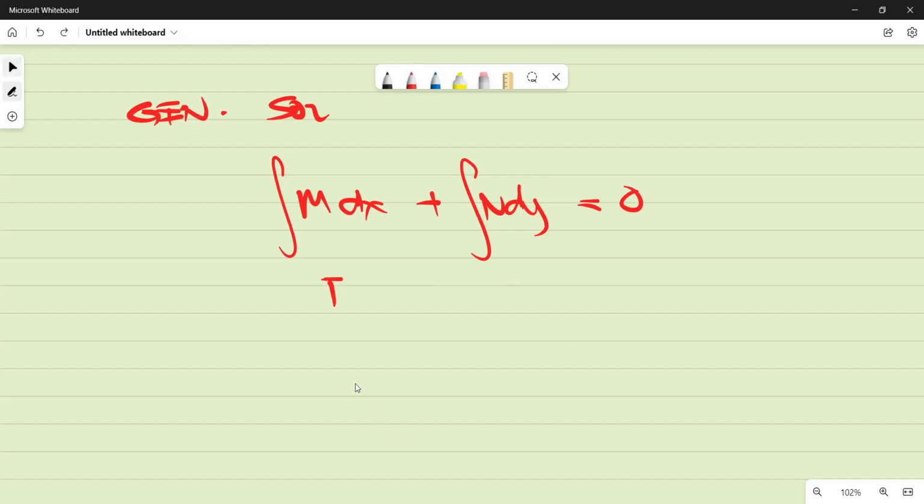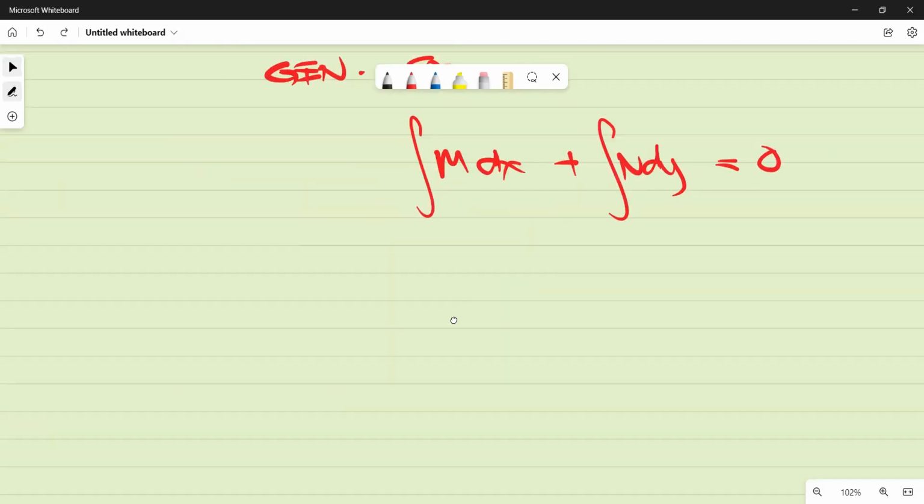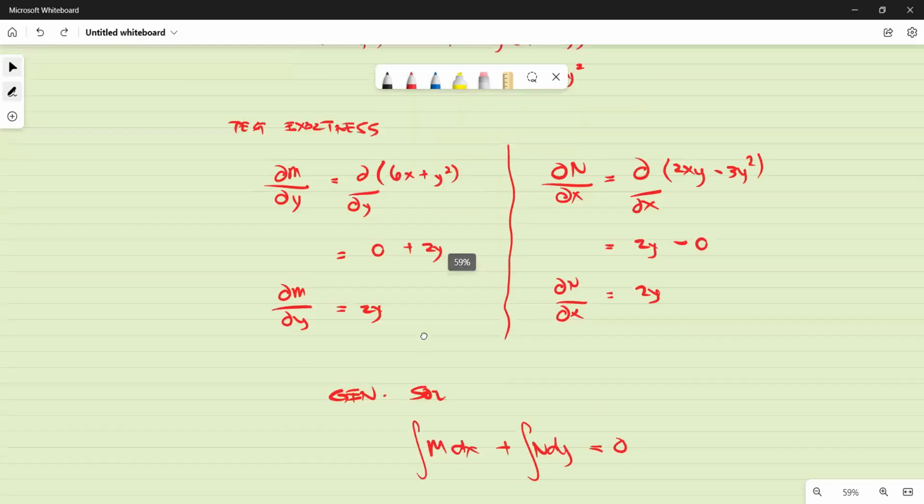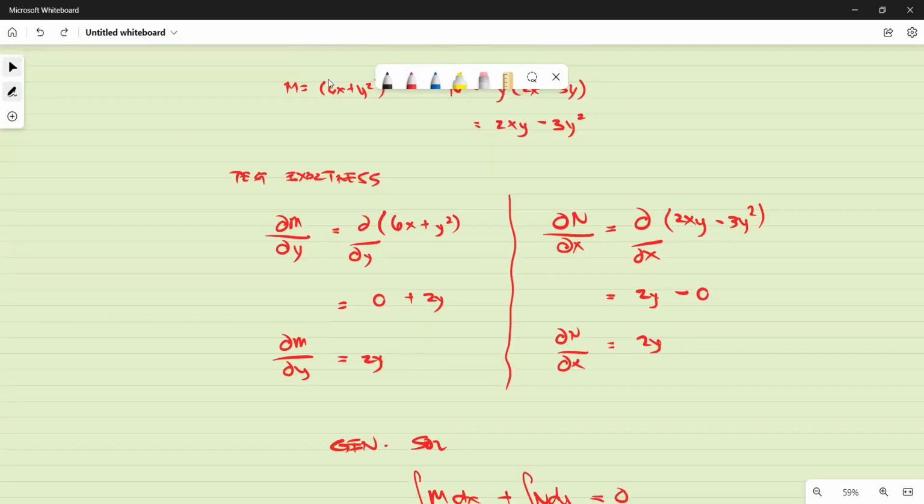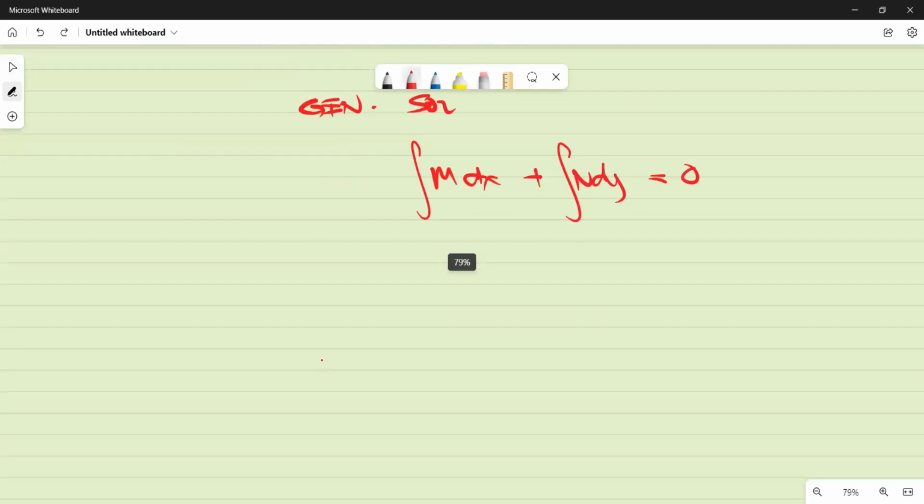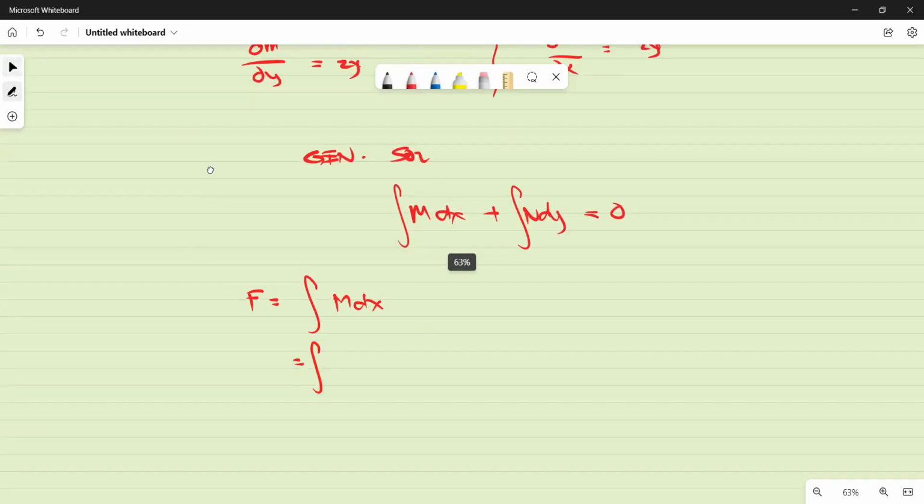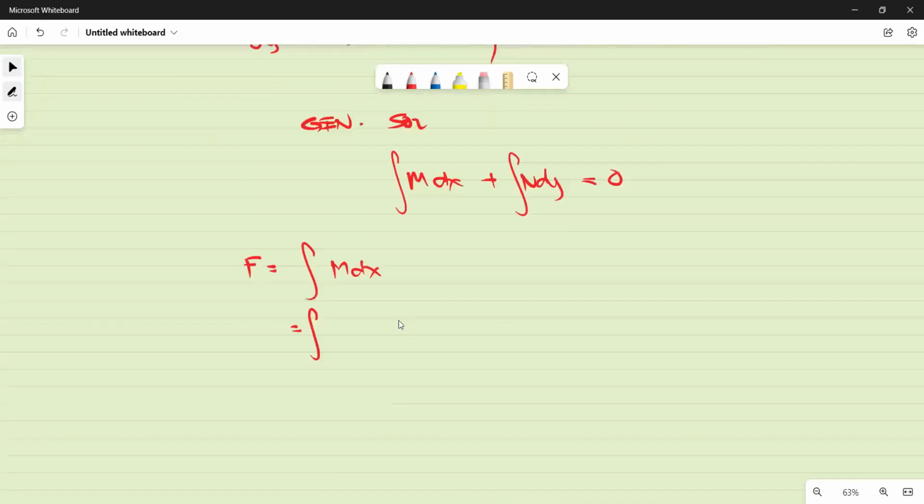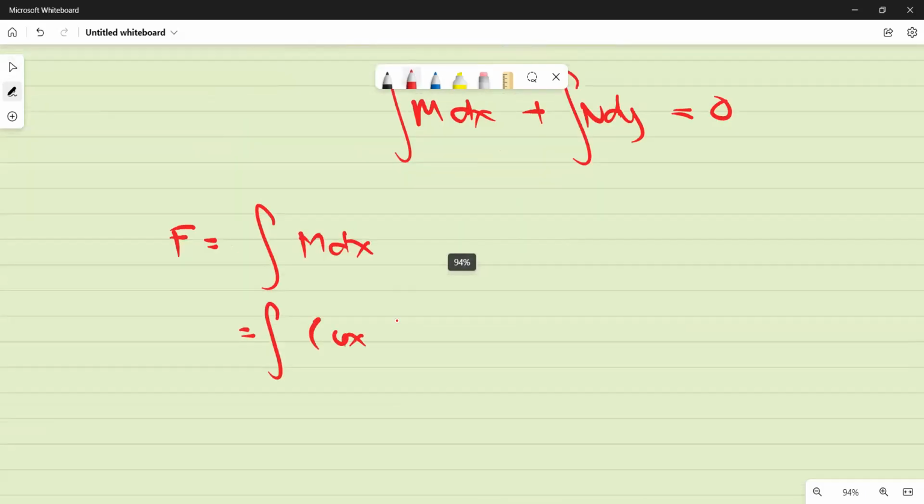Okay, so let's first integrate yung M dx. And since na-prove naman natin na exact siya, we can proceed with this na. So ano ba yung M natin ulit? Ang M natin ay 6x plus y squared. So therefore, we need to get that is equal to f, where f yung general solution natin later, that is integral of M dx is equal to integral ng 6x plus y squared dx.